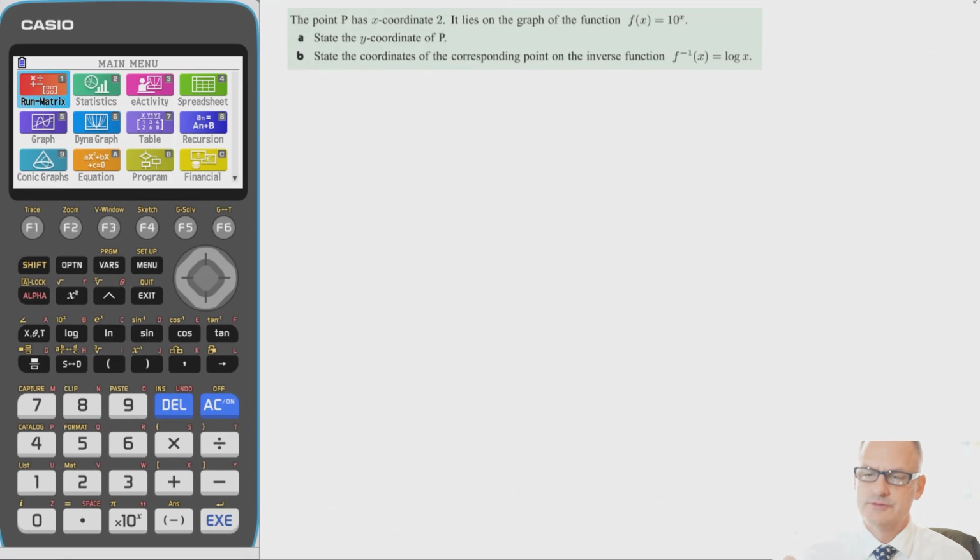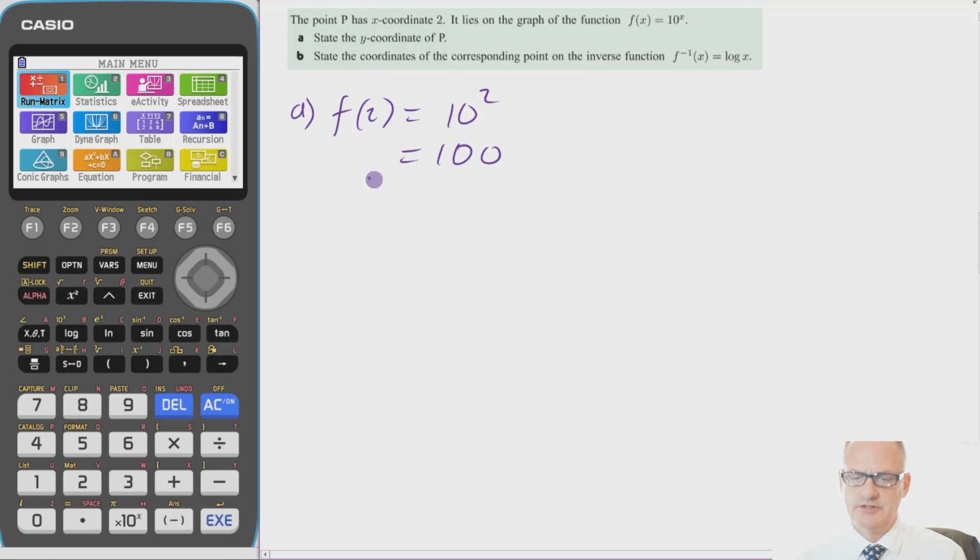Right, moving on to some logarithm questions now. We've got point P, which has x coordinate 2 and lies on the graph of the function f of x equals 10 to the x. State the y coordinate of P. So we've got the x coordinate as 2, so what we're basically doing is f of 2 equals 10 to the power of 2, which is 100. So therefore the y coordinate of P is 100 is our answer here.